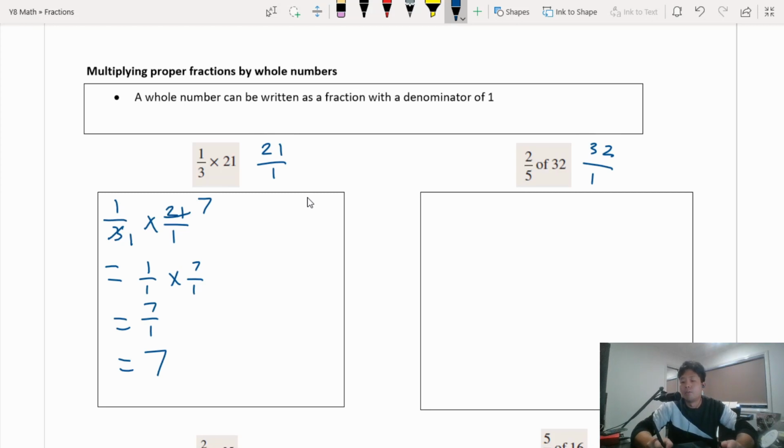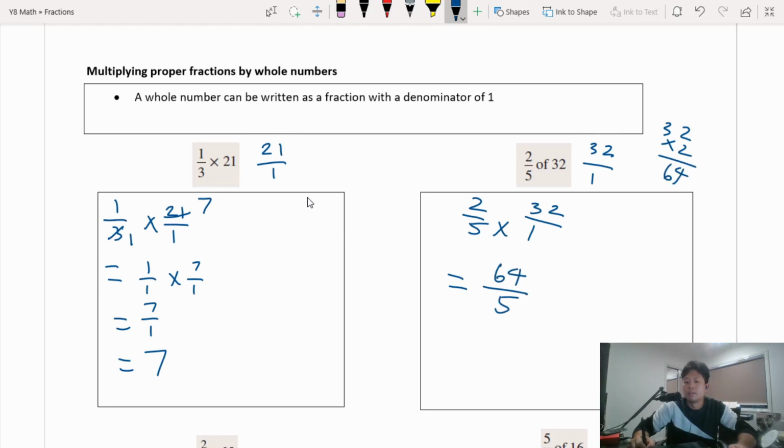So we have 2 over 5 times 32 over 1. That is what it becomes. Check if there's anything that you can simplify. I can't see anything. So 32 times 2, let's work that out. That becomes 64 over 5. And remember, always make it into a proper fraction and simplify where possible. So I'll work that out. 64.